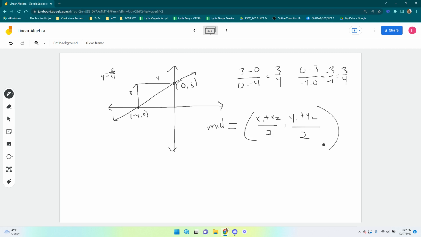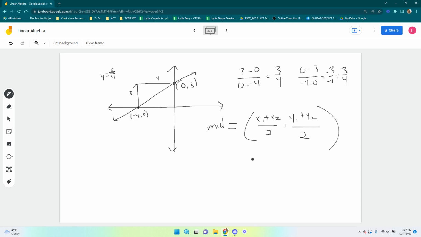What do we call it when you add 2 numbers together and divide by 2? Or you add 3 numbers together and divide by 3, or 4 numbers together and divide by 4? What do we call that? It's the average. The midpoint formula is just the average of the 2 points. That's it. You don't need to memorize this formula.